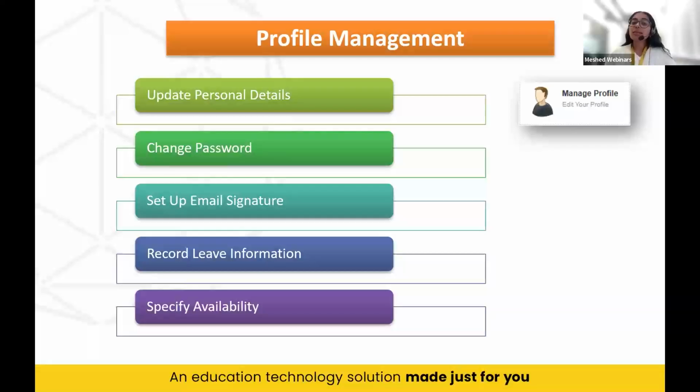You can also set up an email signature, which can come in handy when you're sending emails from the mesh system. So instead of putting the signatures manually every time, you're able to set up email signatures in your portal as well. Finally, you can also record leave information and can also specify your availability for the admin users to view and schedule classes accordingly.